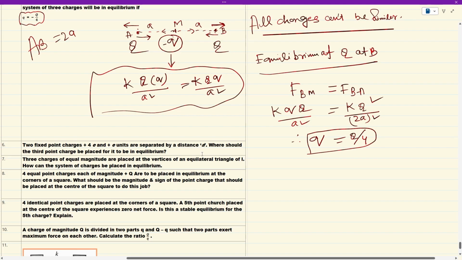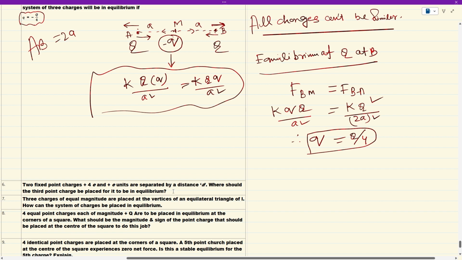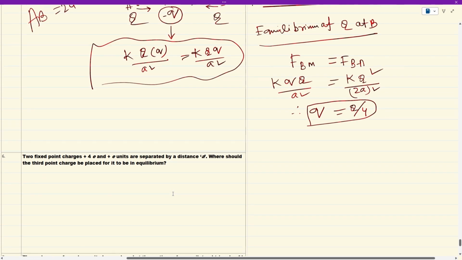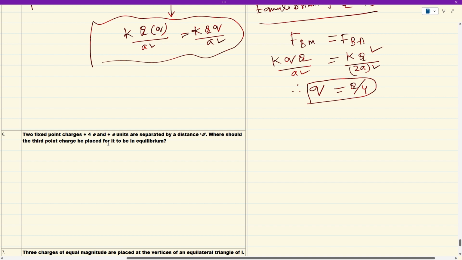Now another question here. Just go through the sum here. Two fixed point charges plus 4e and e are separated by distance a. Where should the third charge be placed for it to be in equilibrium? Third charge. So this has a link with the previous sum. Two charges 4e and e are given here. Where should the third charge be placed for equilibrium? Third charge sign is not given.